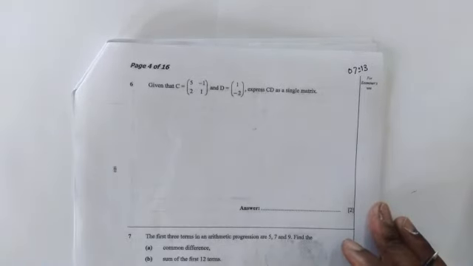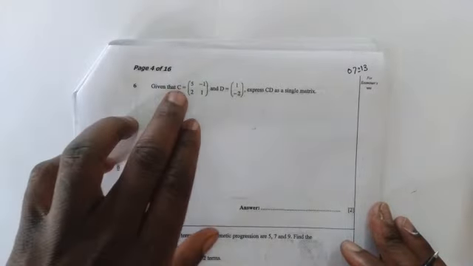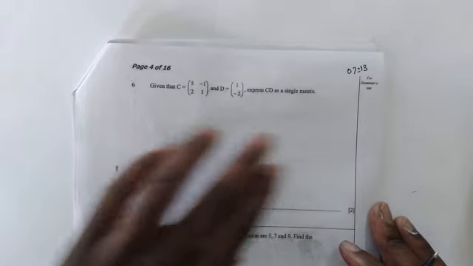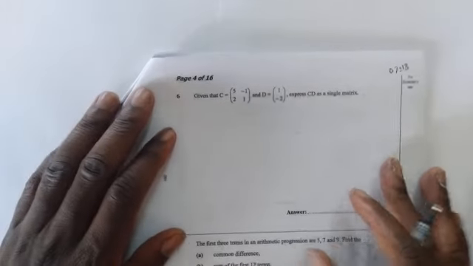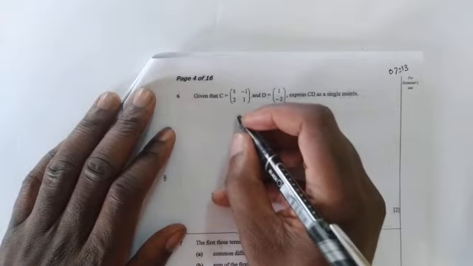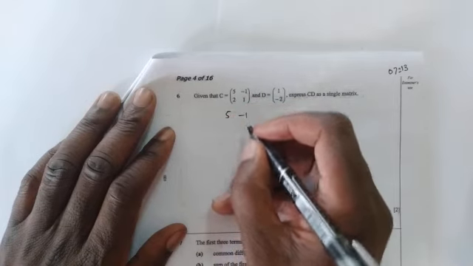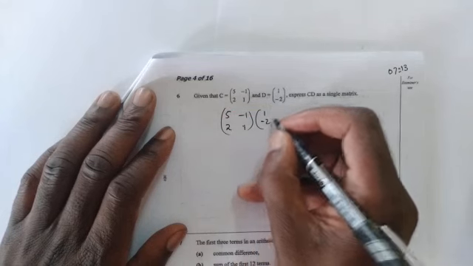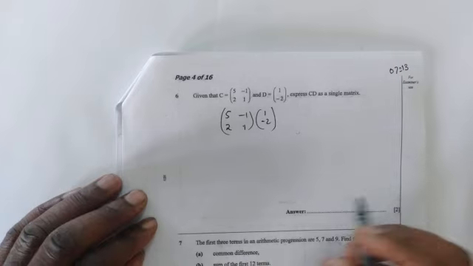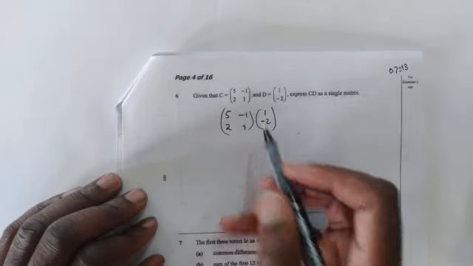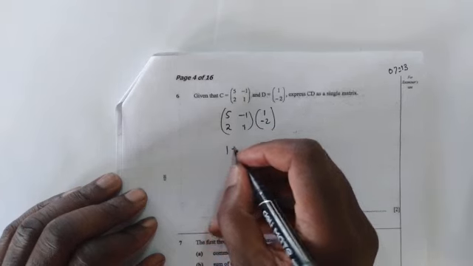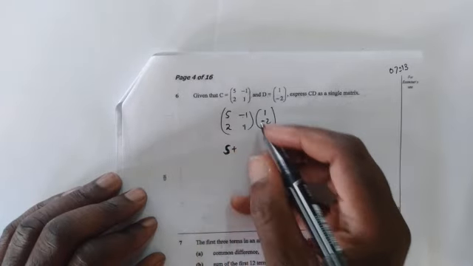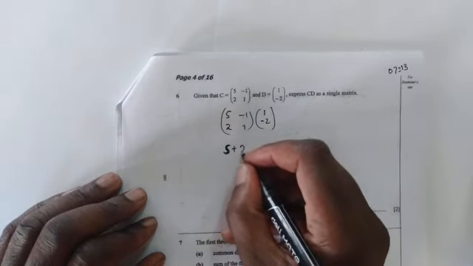So question 6. Given that we have this matrix C and D is this matrix, express CD as a single matrix. So we need to multiply these two matrices. How do we multiply? Row by column. 5 multiplied by 1 is 5. Negative 1 multiplied by negative 2 is going to give us 2.